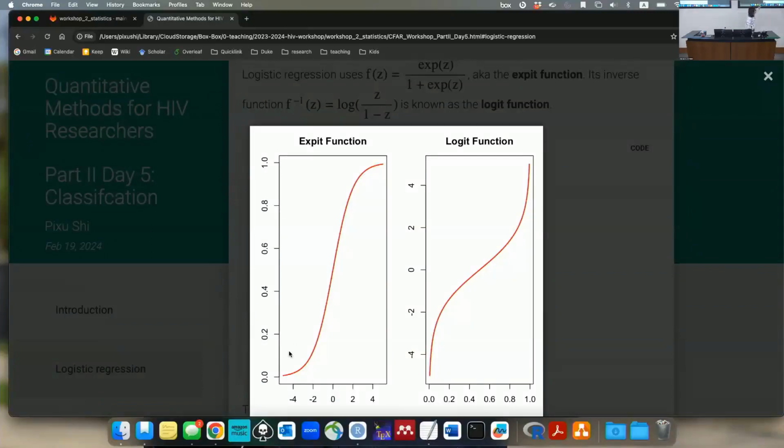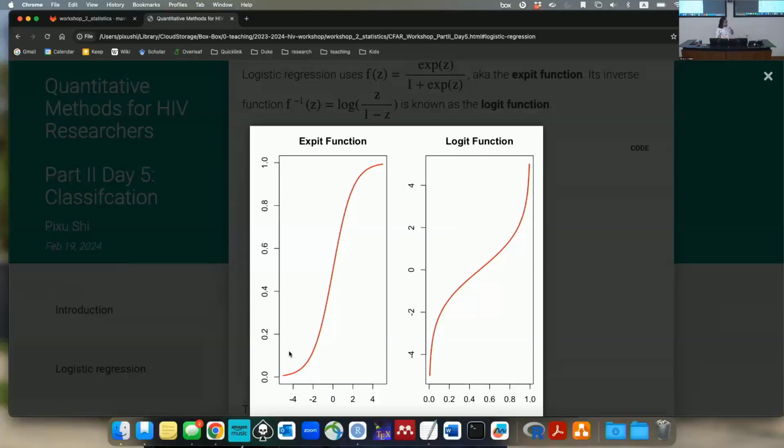So your linear combination of the predictors is going to be a real-valued thing, and after the transformation, it's going to become a probability. This function is called the expit function or logistic function. And this is the inverse of that function. It's transforming the probability back to the linear combination of the predictors. So this is how we connect the predictors with the binary outcome.